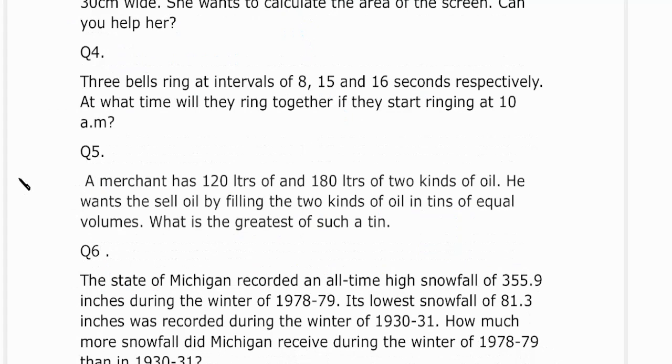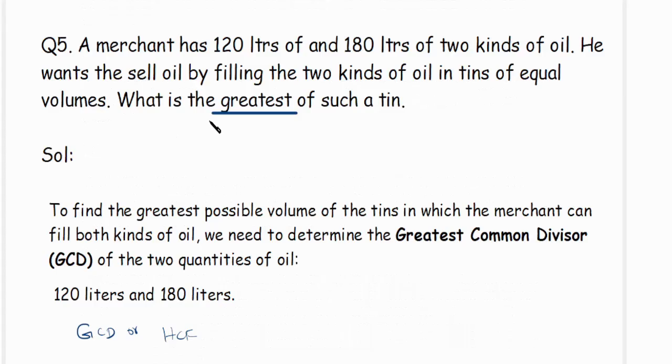So next, question number 5. A merchant has 120 liters and 180 liters of two kinds of oil. He wants to sell the oil by filling the two kinds of oil in tins of equal volumes. What is the greatest volume of such a tin? So what does greatest mean? Please note this word greatest.